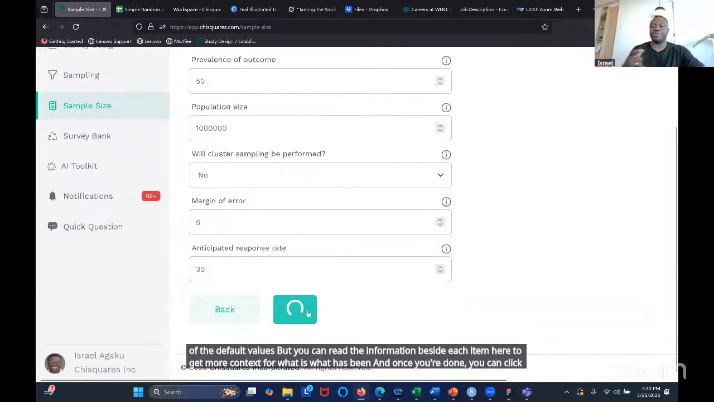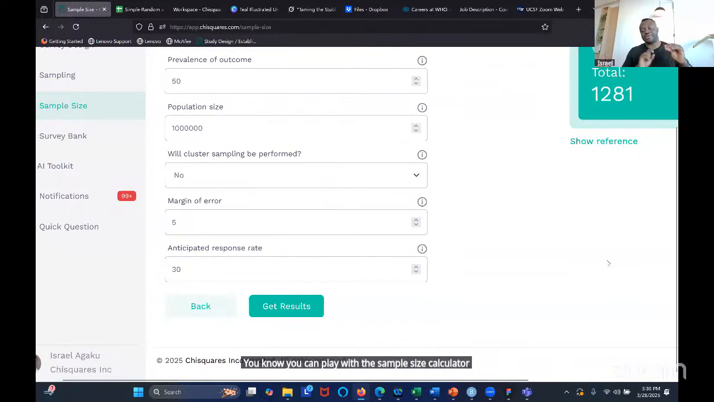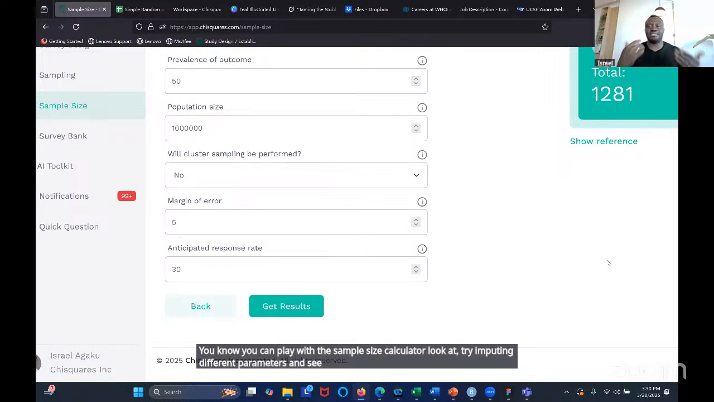So you can play with the sample size calculator, try inputting different parameters and see how the sample size changes when the anticipated response rate changes from X% to X%. That's one very good way to learn. So we're going to cover this in detail next week.